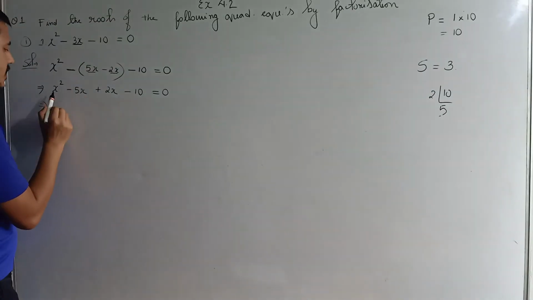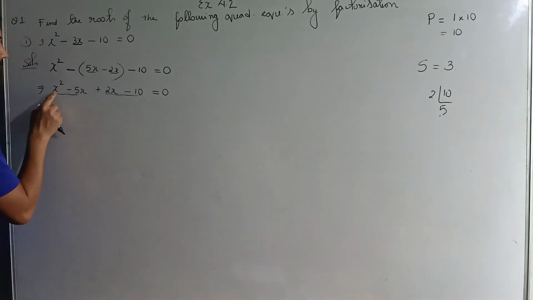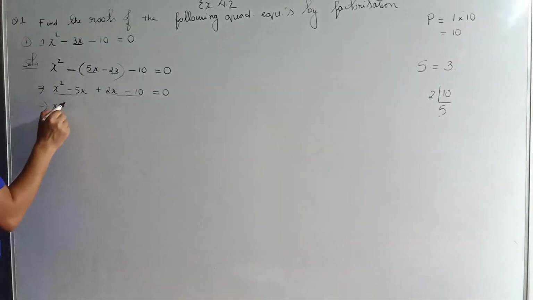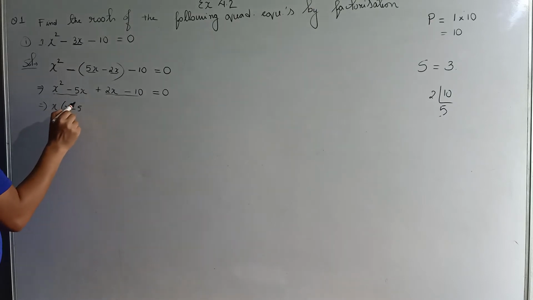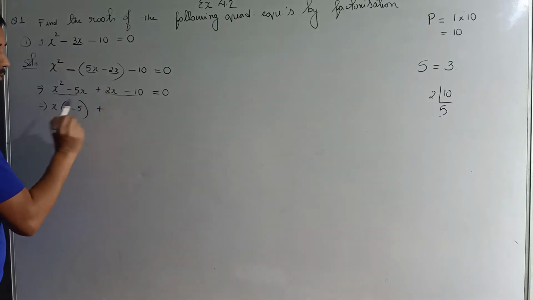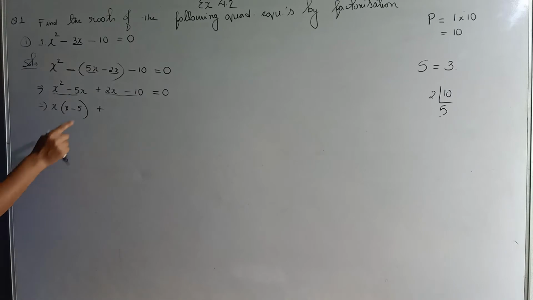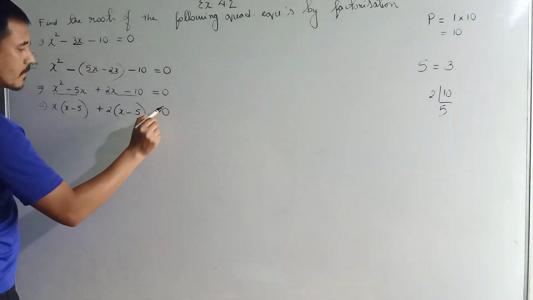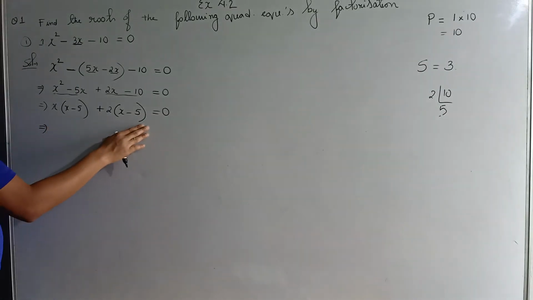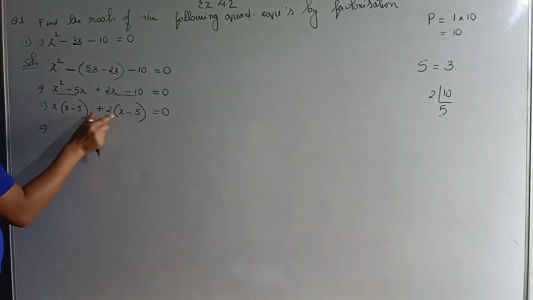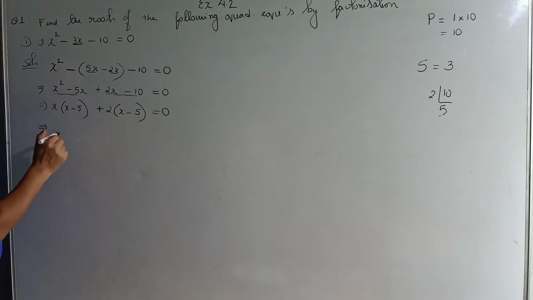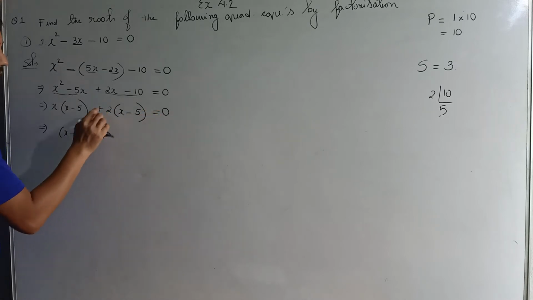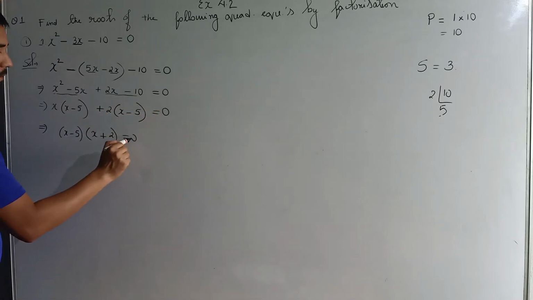Now we have 4 terms, you can make them into pairs. From the first 2 terms we have x common, then x minus 5. We have plus here, so I'm going to write plus. From the next pair we have 2 common, then we get x minus 5. Now from the remaining terms also there is x minus 5 in common, right? So if I take x minus 5 as common, then from the first term we have x, and from the remaining term we will have 2, equal to 0.